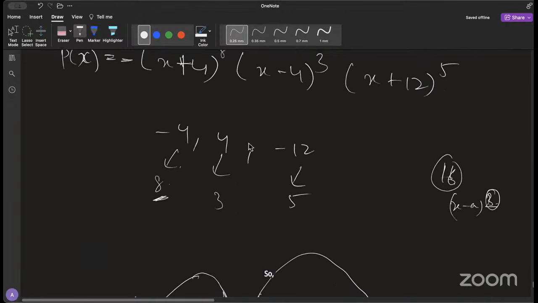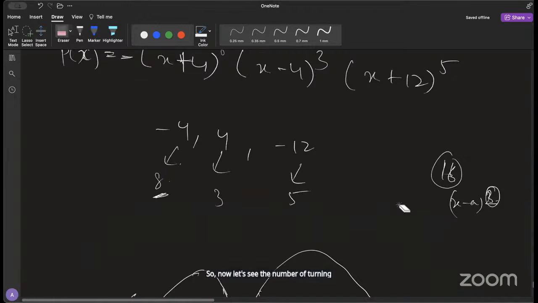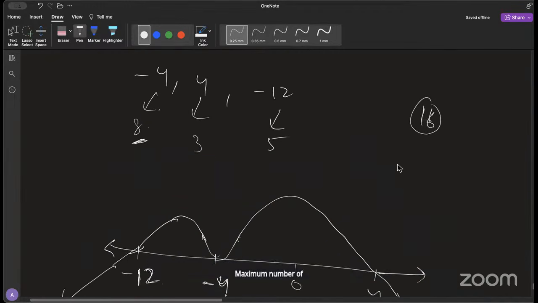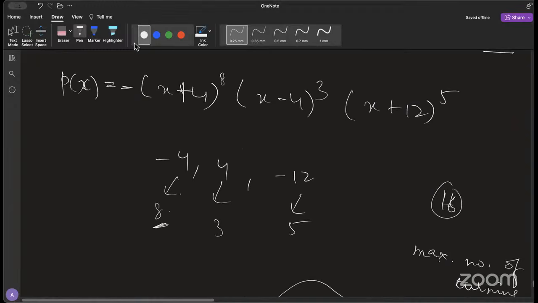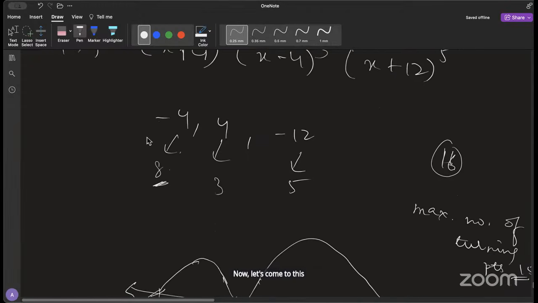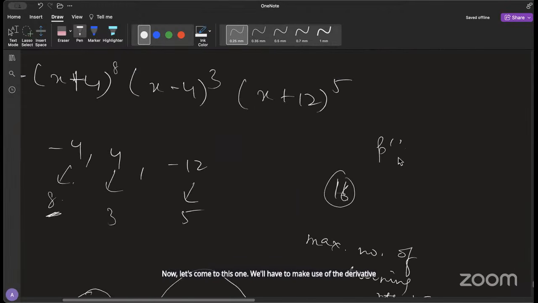So now let's see the number of turning points it can have. The degree is 16, so the maximum number of turning points it can have is 15. Now let's come to this one. We'll have to make use of the derivative, which is p dash x.